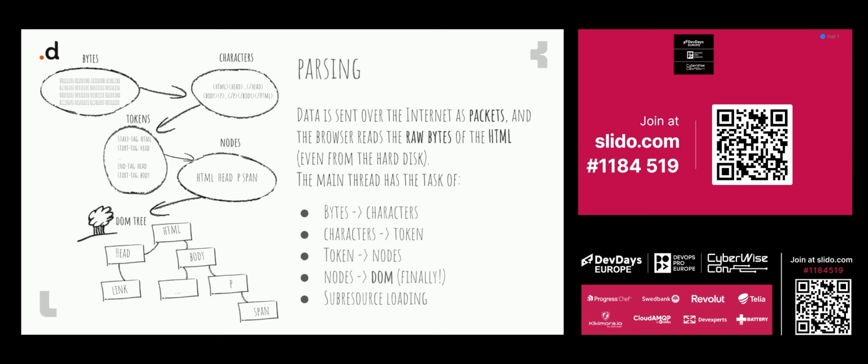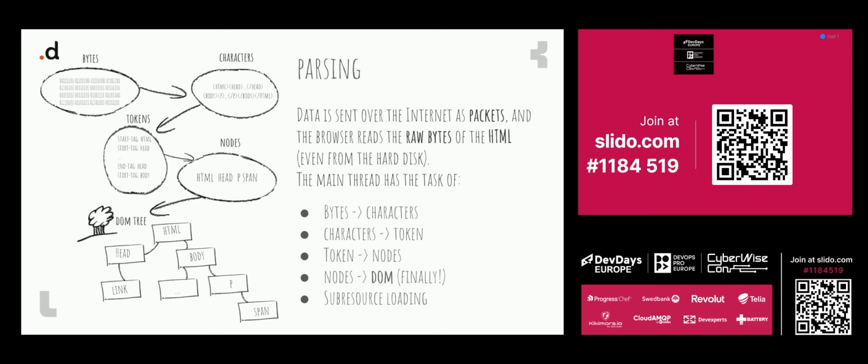Data travels over the internet as packages. When retrieved by the network process, the data is nothing more than raw bytes. The first thing we receive is the HTML, which is also received as raw bytes. Here the parsing step begins. This step transforms the bytes into a series of characters, like the units of a string.